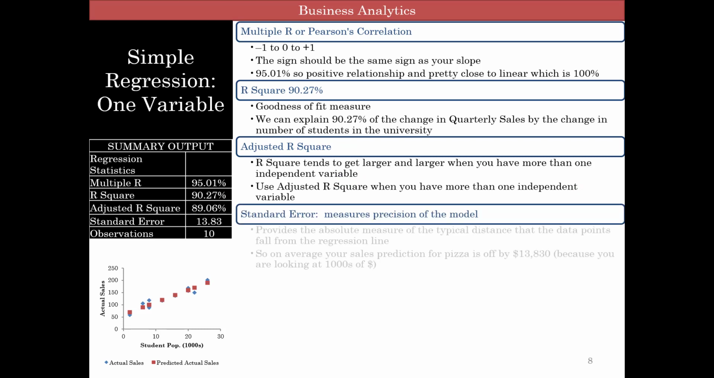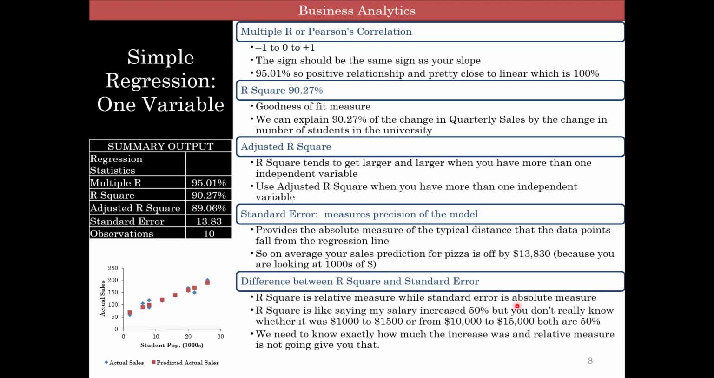Standard error measures the precision of the model. It provides the absolute measure of the typical distance that data points fall from the regression line. Like, on average, how far is the blue dot from the predicted value, right? So on average, your sales prediction for pizza is off by 13.83, right? 13.38.